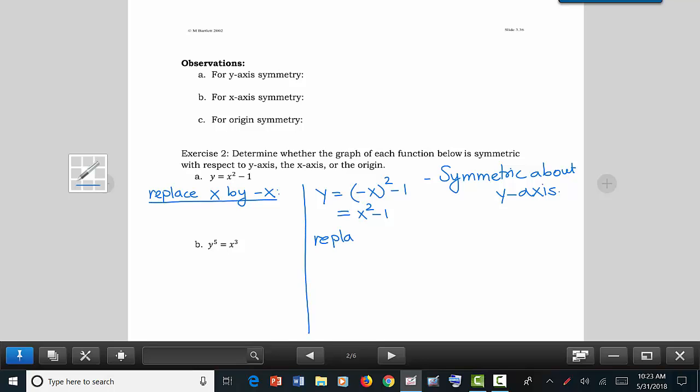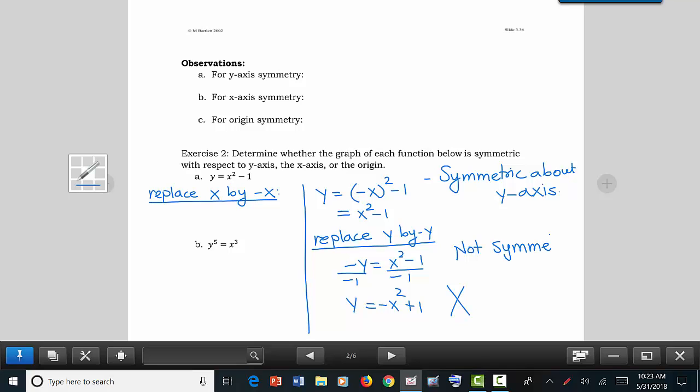Replace y by negative y. Negative y equals x squared minus 1. Divide both sides by negative sign. So y equals negative x squared plus 1. We did not end up with the same equation. That's why it is not symmetric about the x-axis.